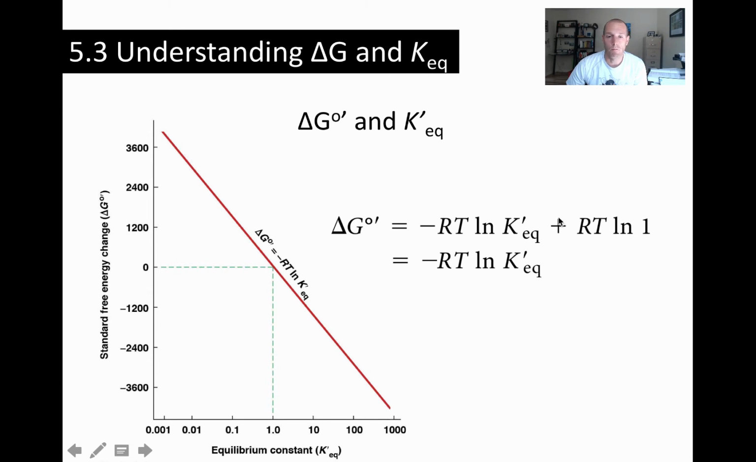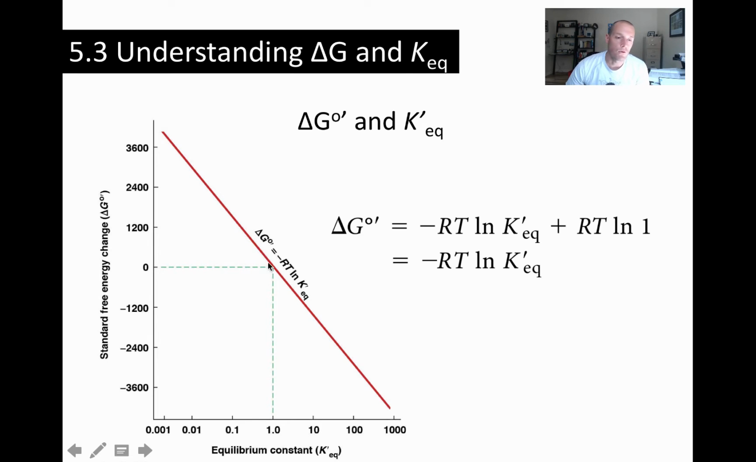So this all becomes 0, so plus 0 leaves us just with the negative universal gas constant times temperature, natural log of the K prime equilibrium constant. So that's how you calculate delta G with standard conditions at pH 7. You use this equation here.